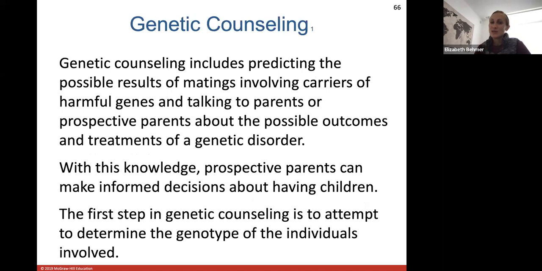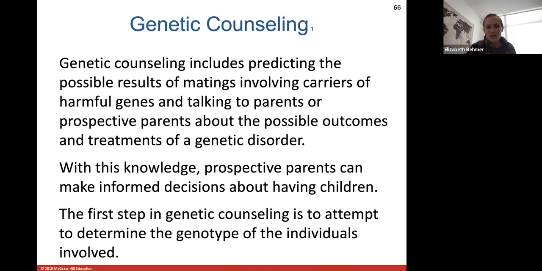Genetic counseling includes predicting possible results of matings involving carriers of harmful genes and talking to parents or prospective parents about the possible outcomes and treatments of a genetic disorder. This can be helpful because some of these traits, for example, I think it's Huntington's disease, are not expressed in an individual until they're 40 or 50, and most likely they could pass that on to their offspring. Or most likely they might not, but just with this knowledge, prospective parents can make informed decisions about having children.